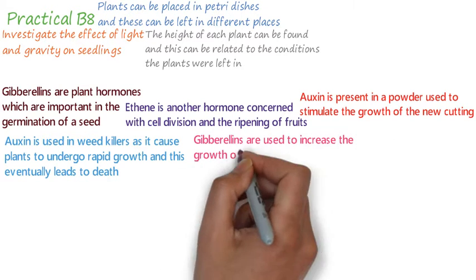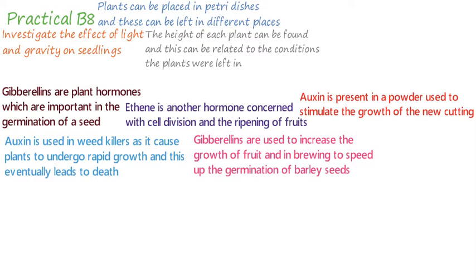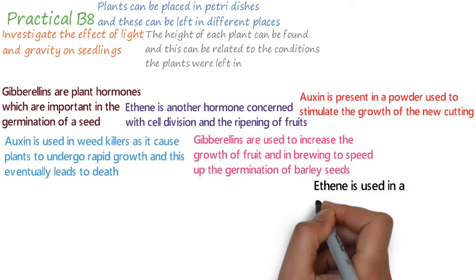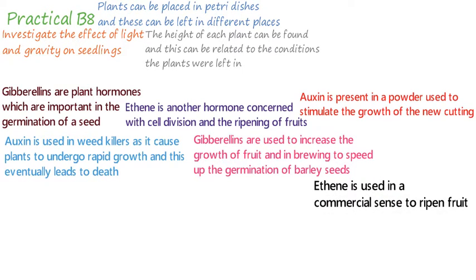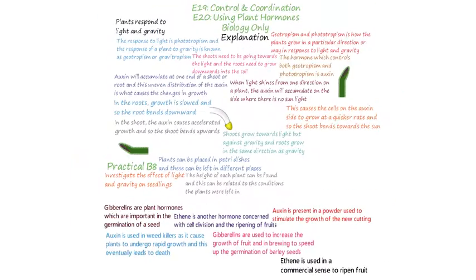Gibberellins are used to increase the growth of fruit and in brewing to speed up the germination of barley seeds. Finally, ethene is used in a commercial sense to ripen fruit. If fruit is required earlier than it is naturally going to ripen, then ethene can be used to speed up the ripening process.